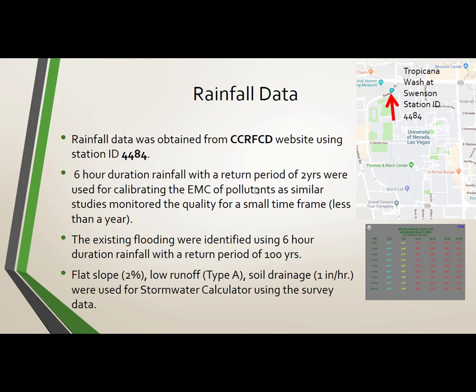we will try to calibrate the EMC with similar studies that were conducted in the same UNLV premises, and also we'll use the 100-year return 6-hour duration rainfall for identifying the flooding nodes, as well as trying to retrofit the area to stop the flooding and also reduce the pollutant loads. We use the flat slope 2%, low runoff type soil, and soil drainage of 1 inch per hour for the stormwater calculator, and this is used because we are interested in finding out what percentage of the precipitation turns into runoff, so that we can calibrate the volume, which we will see shortly.